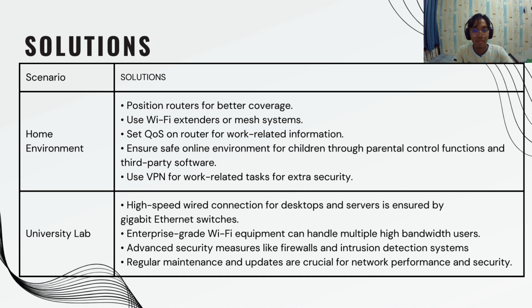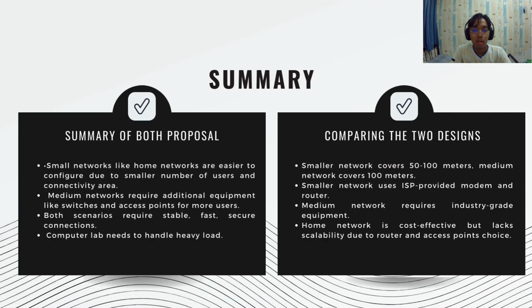Okay, let's move to the next slide. Okay, now we add the summary part. Okay, for the summary, both offer insight into the network structure planning, but complex planning is challenging due to numerous equipment combination. Okay, small network like environment are easy to configure due to their smaller number of user and the area of connectivity. On the other hand, the network require additional equipment like switch and access point for more user.